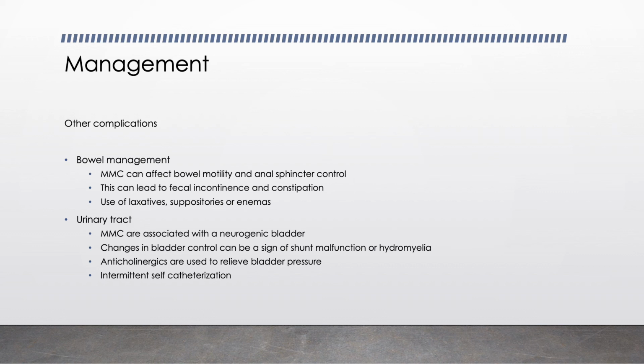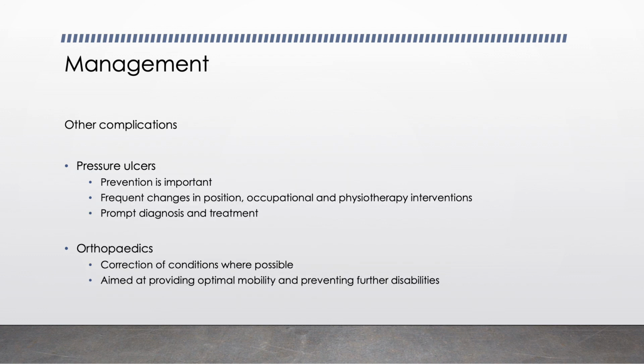And then it can also have urinary tract complications. So MMCs are associated with a neurogenic bladder. Changes in bladder control can be a sign of a shunt malfunction as well, or hydromyelia. Anticholinergics are used to relieve bladder pressure, and some patients do intermittent self-catheterization. This is due to most of the time MMCs being in the lumbosacral region and therefore affecting the neurological function beneath that level, which includes your bladder and bowel control.